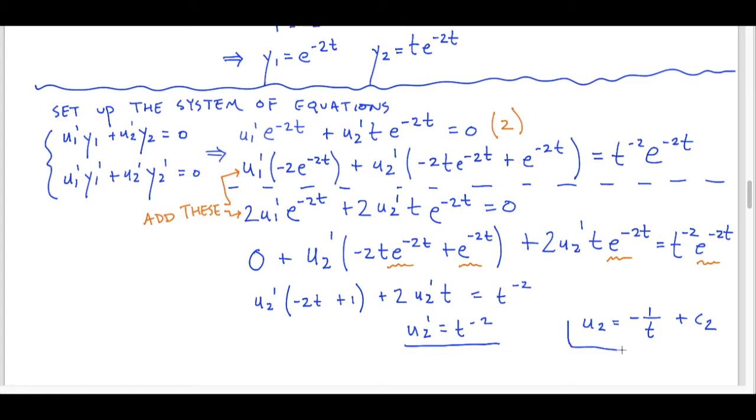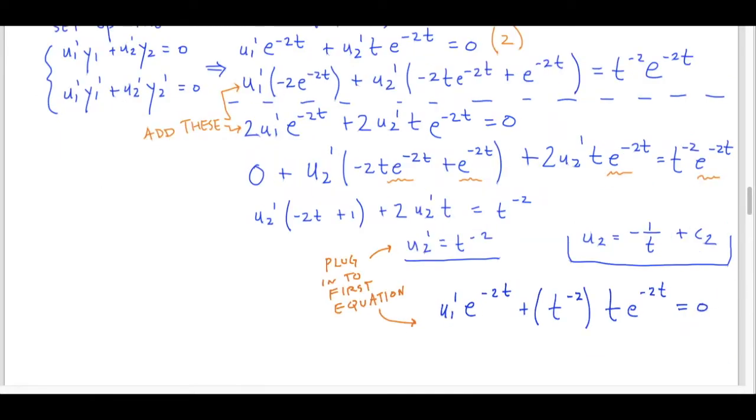So let me put a box around this, and then my general solution will be built using this u sub 2. Before I do that though, let me take this u sub 2 prime, and let me go ahead and put it in this first equation, and then that'll allow me to solve for u1 prime. Here I've made that substitution into the first equation. Let me simplify. Again, it looks like I can divide by e to the negative 2t.